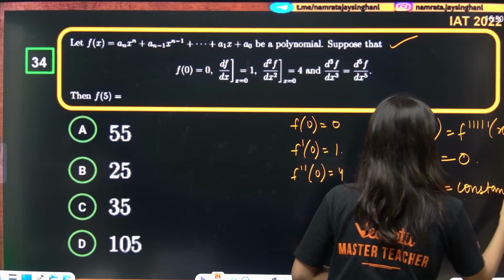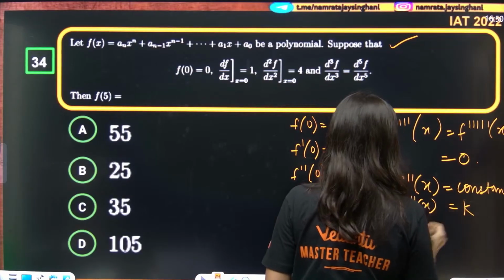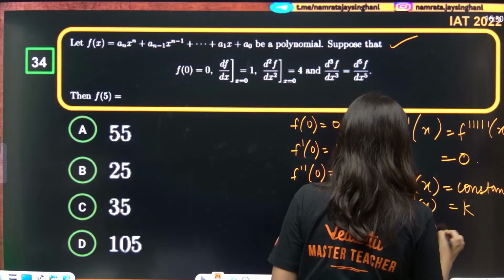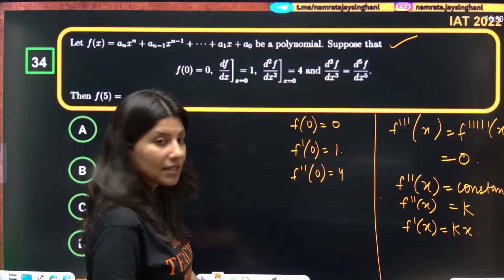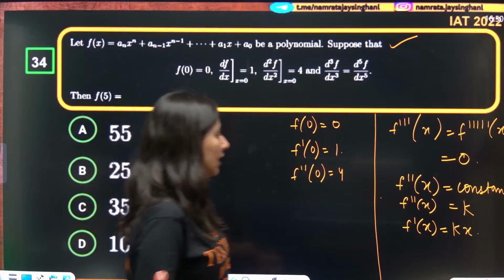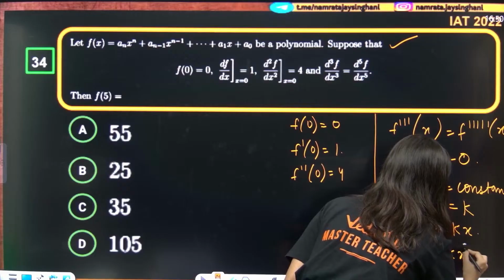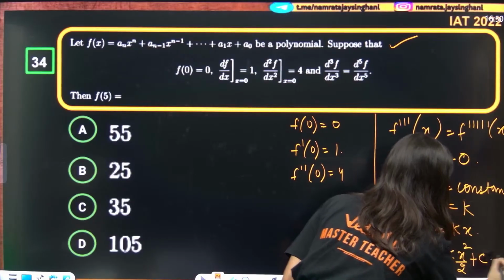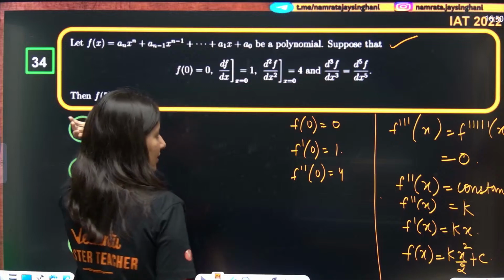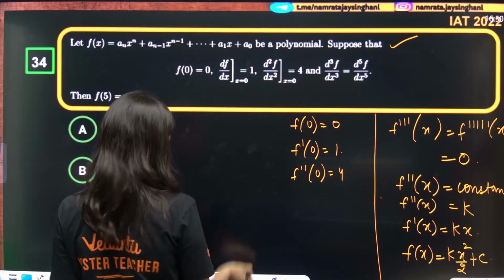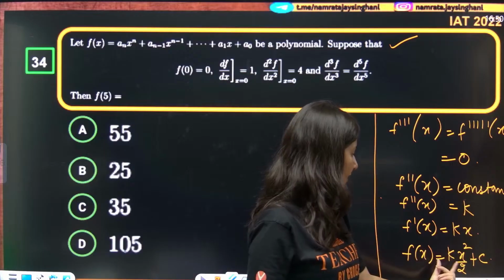So f double dash x will be a constant. Let us assume k. f double dash x is k. f dash x is equal to kx. f dash x is nothing but kx. And f of x is nothing but kx square by 2 plus c. Okay, so this is your f of x.